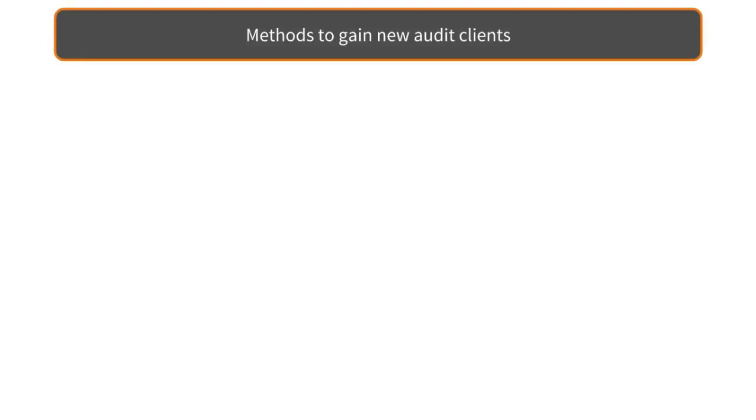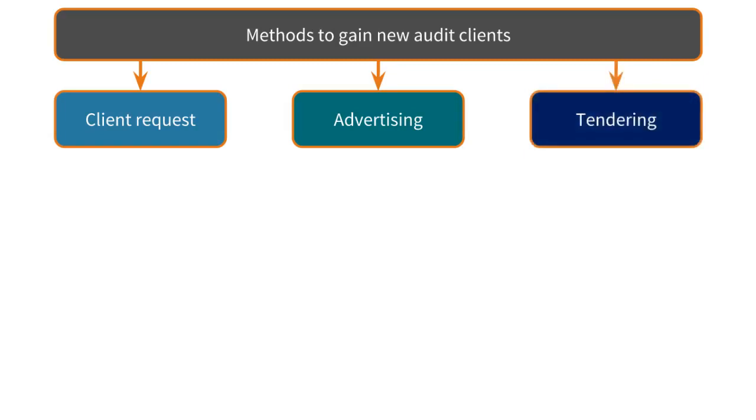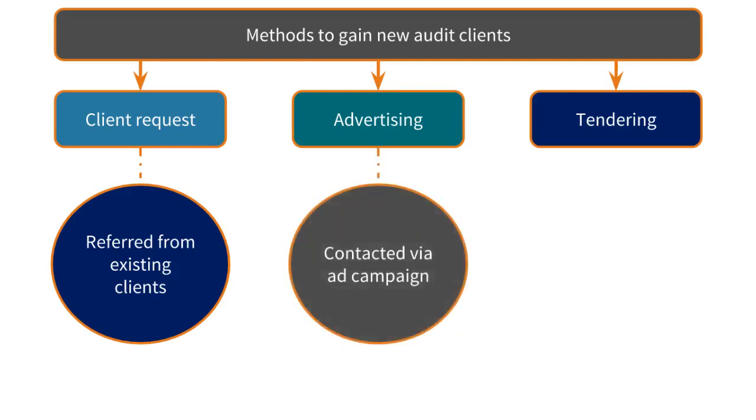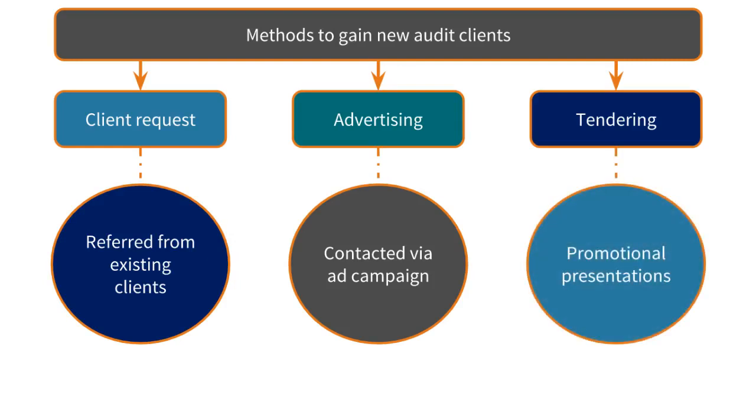New audit clients are generally gained by three methods: client request, advertising, and tendering. Clients are often recommended by existing clients and may contact the auditors directly to take on their audit work and other services. Advertising services often results in new clients approaching them. The tendering process often occurs with larger, often listed clients. It is where several audit firms will set up presentations to the potential client to promote themselves as the best audit firm for the assignment. The company will then select which audit firm they were most impressed with.